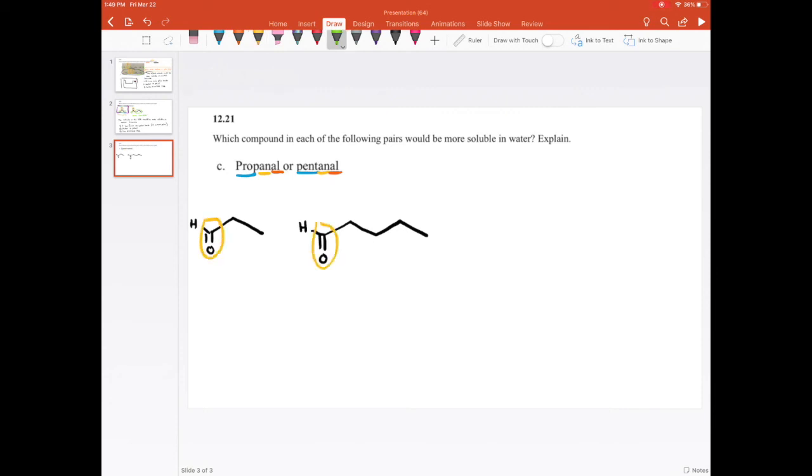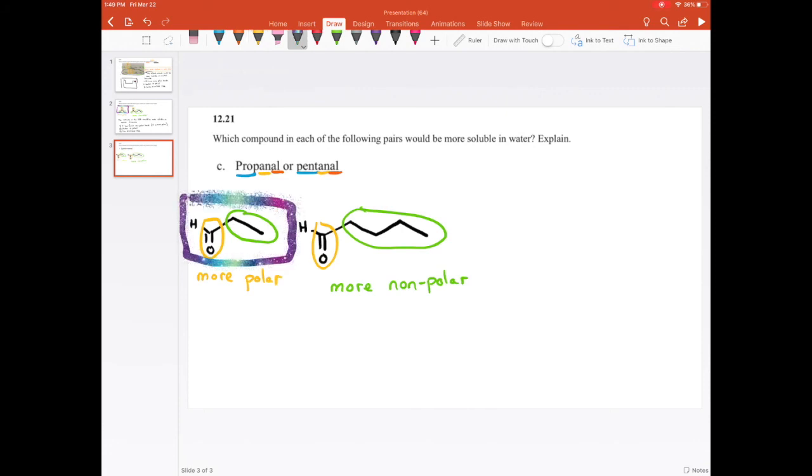Then I'm going to circle all the nonpolar parts. Here's the nonpolar, here's the nonpolar part. Notice that the one on the right has more nonpolar bonds. The green part is bigger. The one on the left, then, would be more polar. And it would be the one that would dissolve in polar water.